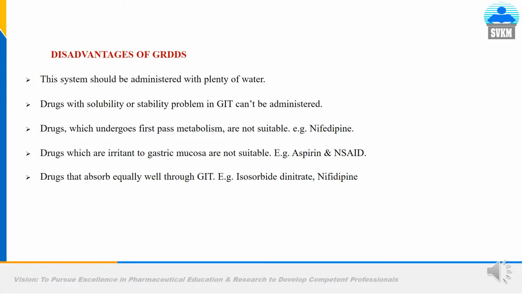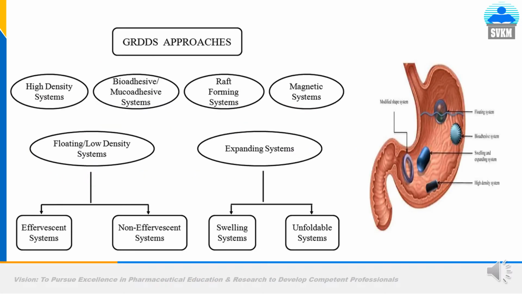Drugs which cause irritation in the gastric mucosa, for example aspirin, NSAIDs, are not suitable. Drugs that absorb equally well through the GIT: when a drug is absorbing equally all over, why is there a need to reside in the stomach, like isosorbide dinitrate, nifedipine. So these are the cases where there are limitations of GRDDS. Now the important part of this chapter is GRDDS approaches.